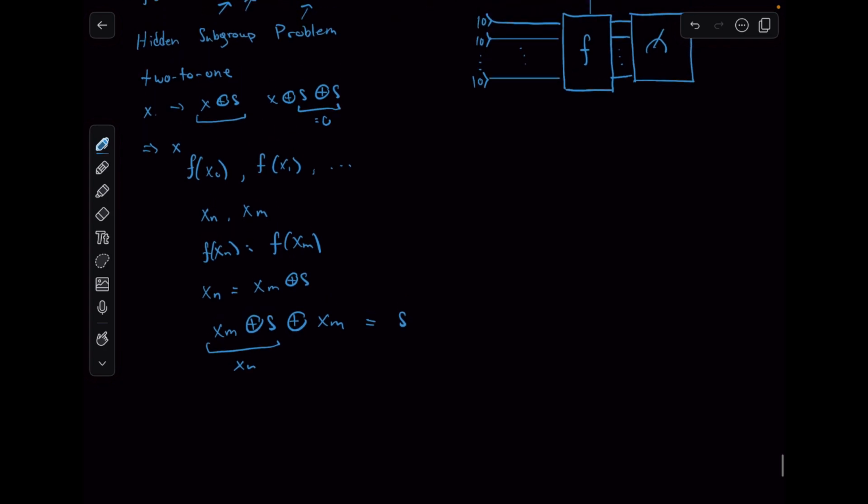But in the worst case, since there's only one other input for each input out of the 2 to the n basis states.